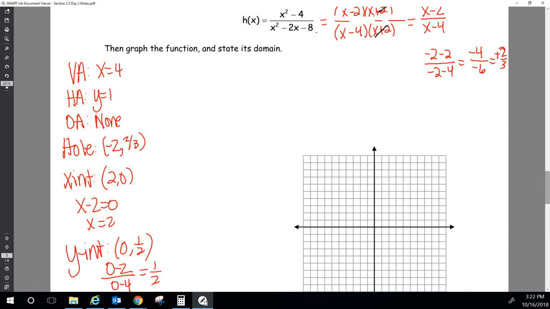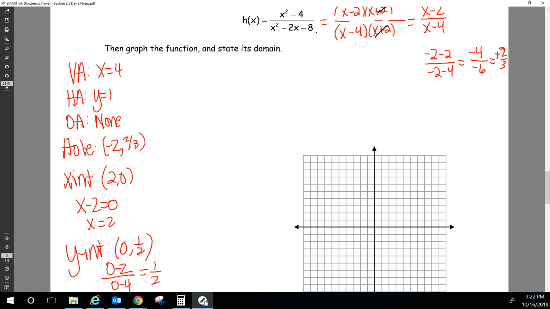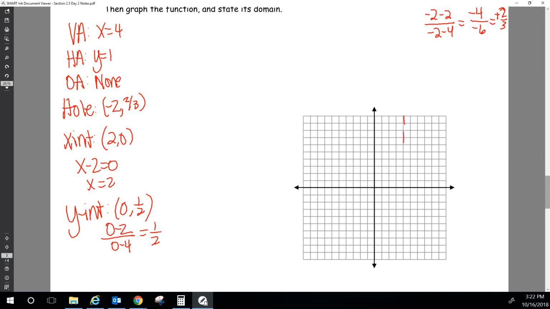And let's go ahead and graph this. See if I can. I'm probably not going to get it to pop up here. All right, so when I graph this, I've got a vertical asymptote at x equals 4. I've got a horizontal asymptote at y equals 1. I do not have an oblique asymptote. I know I have a hole at negative 2, 2/3. So that's going to be in here. It's really hard to get right on 2/3, but you get the idea.